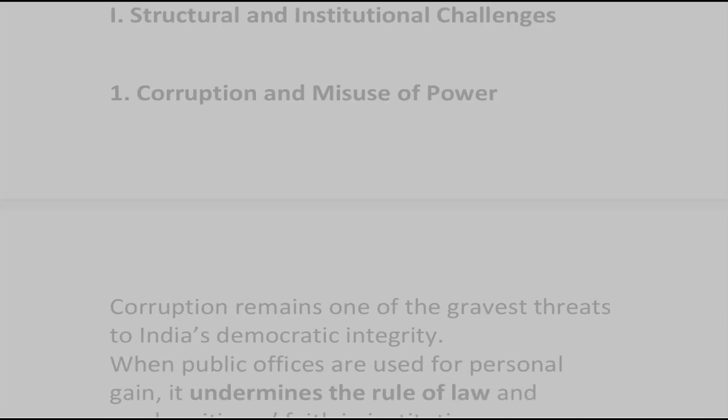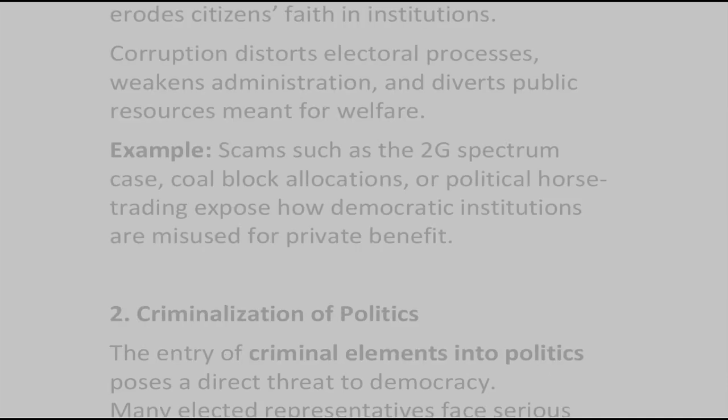Structural and institutional challenges. 1. Corruption and misuse of power. Corruption remains one of the gravest threats to India's democratic integrity. When public offices are used for personal gain, it undermines the rule of law and erodes citizens' faith in institutions. Corruption distorts electoral processes, weakens administration, and diverts public resources meant for welfare.